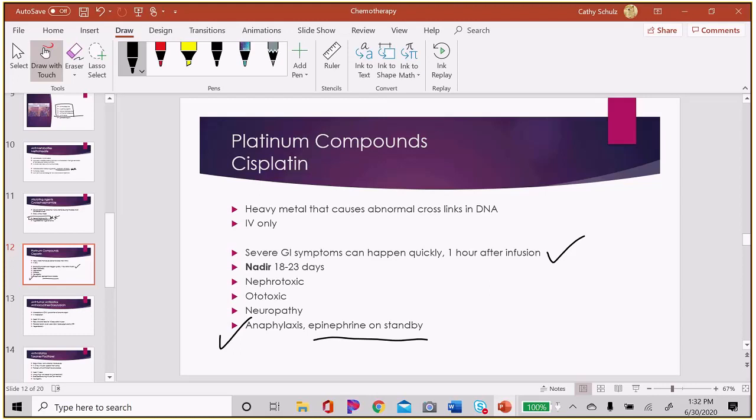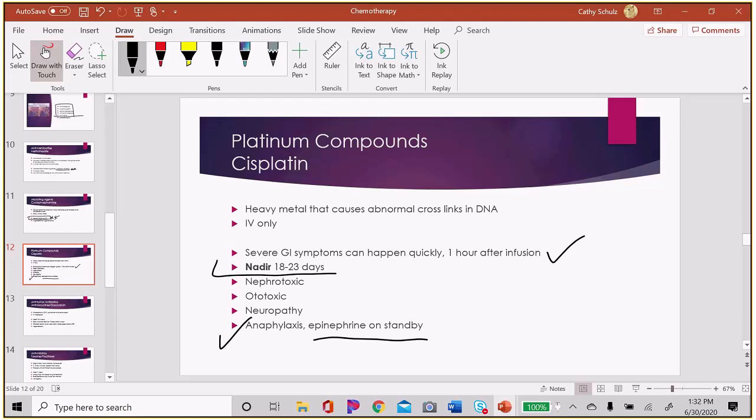Neuropathy, which means paresthesia to the hands and feet, ototoxicity, which is damage to the ears, and nephrotoxicity. So this is a very, very toxic chemotherapy and is reserved for things like ovarian cancer, some metastatic breast cancers. So it's not without a lot of issues.